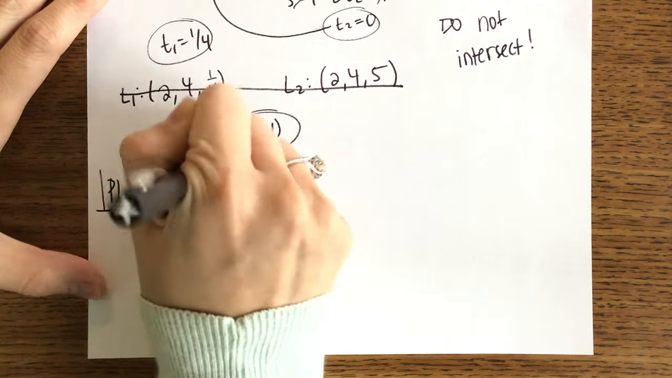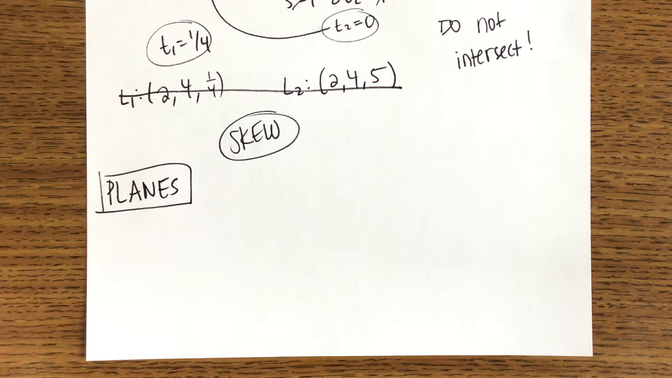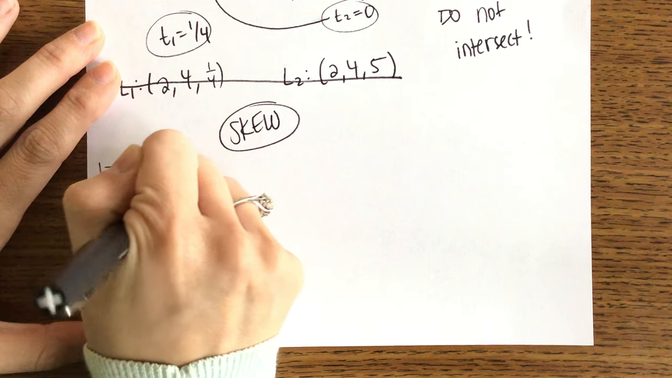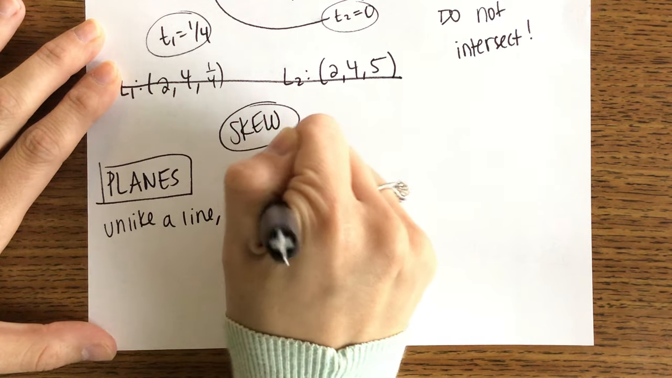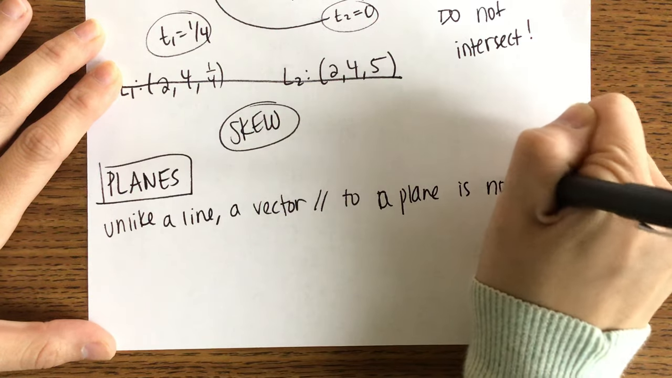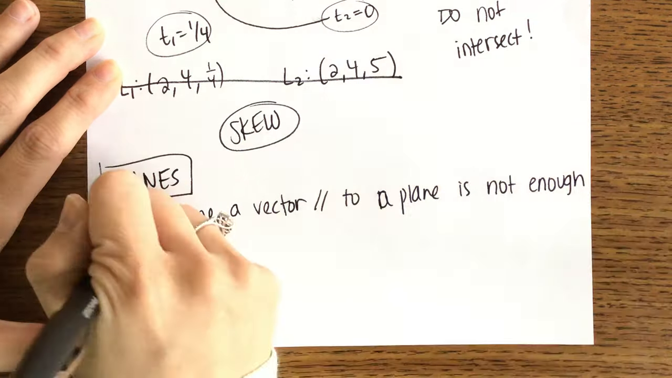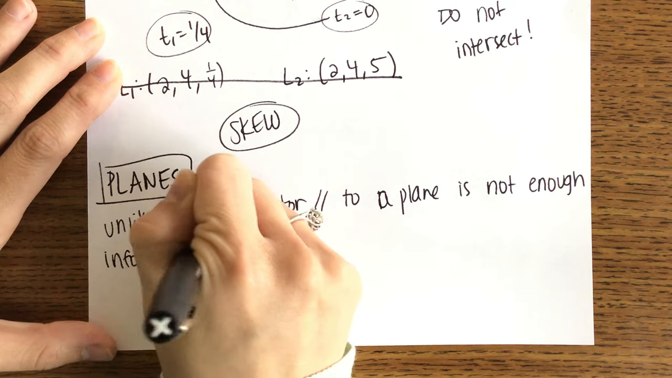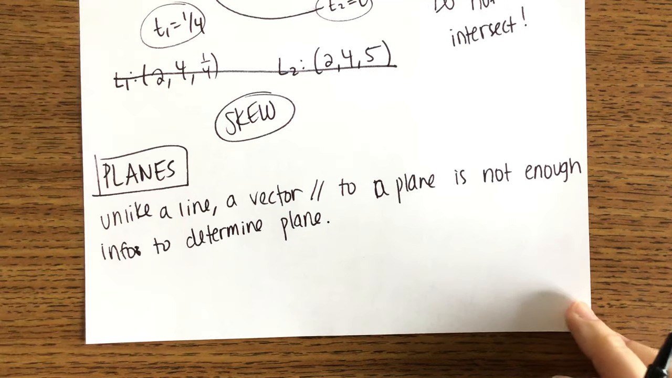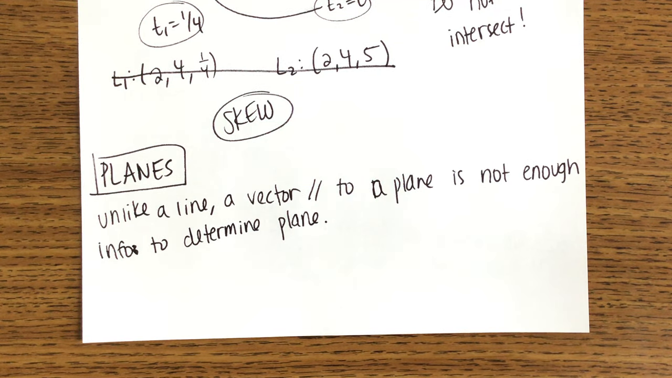Great, now we're talking about planes. Planes are not too bad. Maybe a tiny bit more work sometimes, but not that bad. Unlike a line, a vector that is parallel to a plane is not enough information to determine that plane. If I give you a point and a vector parallel to a plane, that is not enough information to write the equation of a unique plane. There are multiple planes that will be parallel to that vector and through that point.